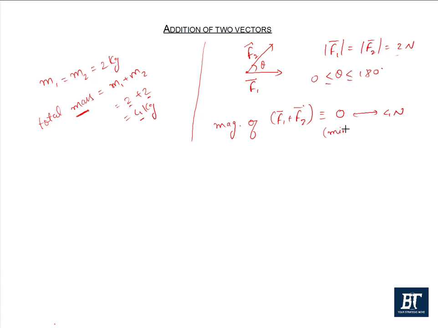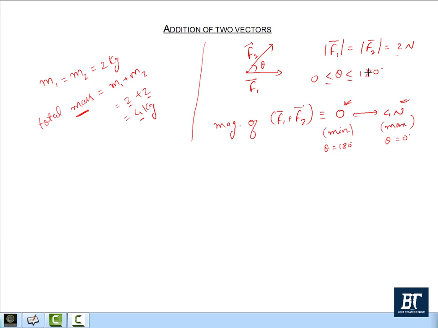This is the minimum value of the magnitude of their resultant, while this is the maximum value of the magnitude of their resultant. We will get this value for theta equal to 180 degrees and we will get this value for theta equal to 0 degrees. How we have obtained these values will be discussed later, but for now what we have to keep in our mind is that when we add two vector quantities we don't simply add their magnitudes.